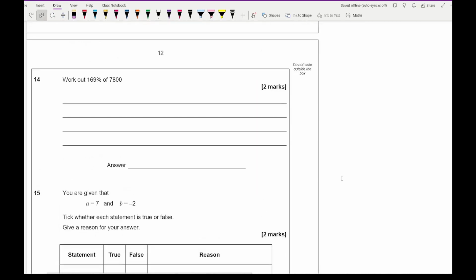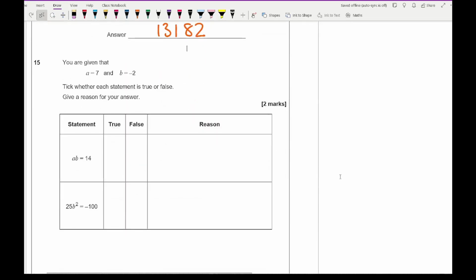Moving on to question 14, it says work out 169% of 7,800. So we want to convert this to a decimal. So that's going to be 1.69 multiplied by 7800. And if I type that into my calculator, I get an answer of 13182.